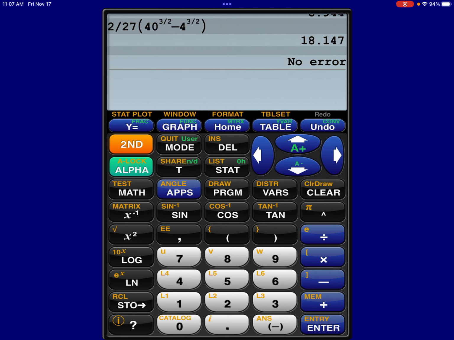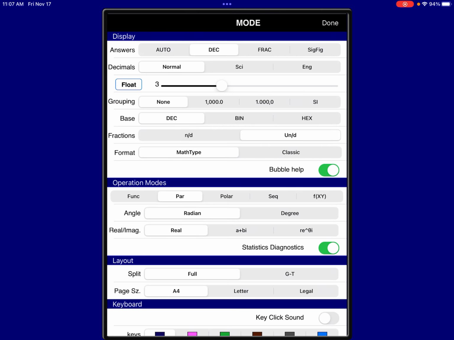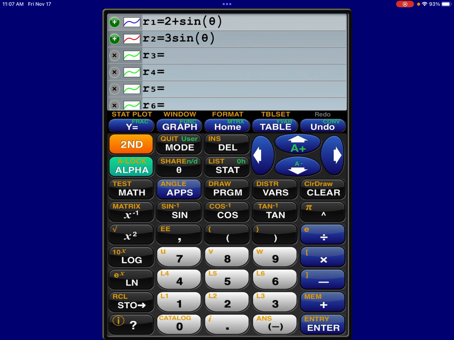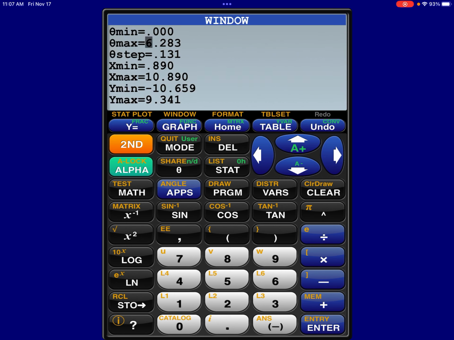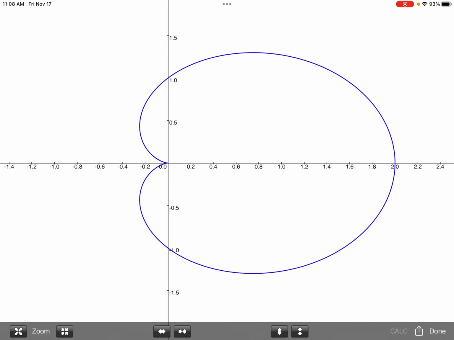I need to change the mode, change it to polar form, and then that I don't need anymore. And this one is 1 plus cosine of theta. And I have no idea what the window is set up. Actually, the first part is correct. That's 0 to 2 pi. And then 1 plus cosine, that could get as big as 2. So I'm going to go -2 to 2 and -2 to 2. And then it looks like a cardioid or a heart.